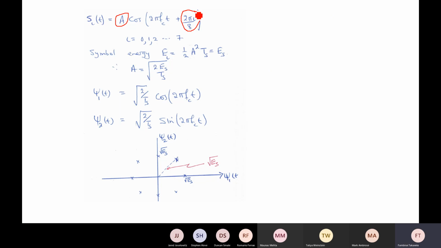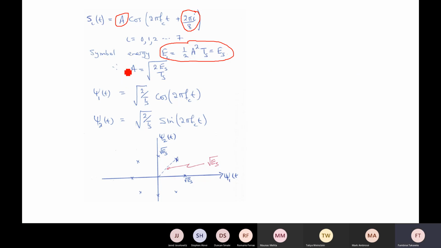So essentially, your waveforms si would be written as A cos of 2 pi fc t plus a phase term, which will be 2 pi i divided by 8. The symbol energy for each of the signals is essentially 1/2 A squared Ts, which is equal to the energy per symbol, because they are all the same.